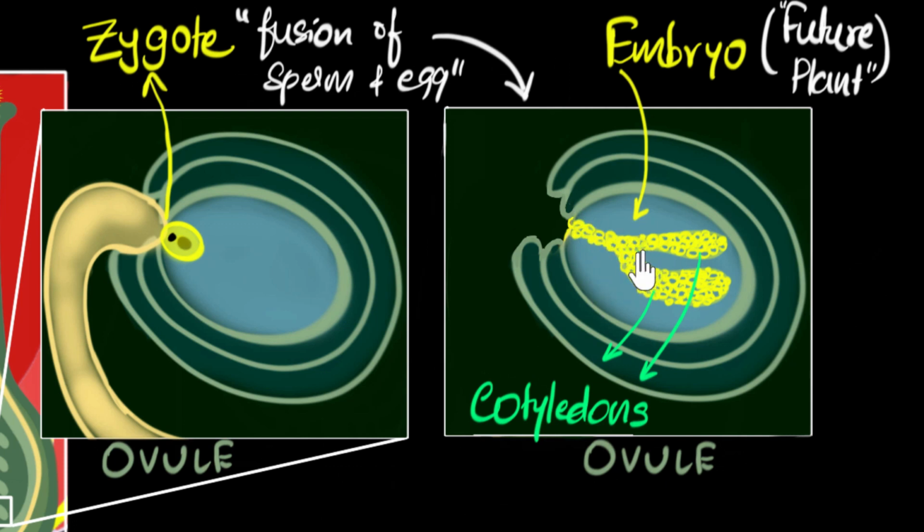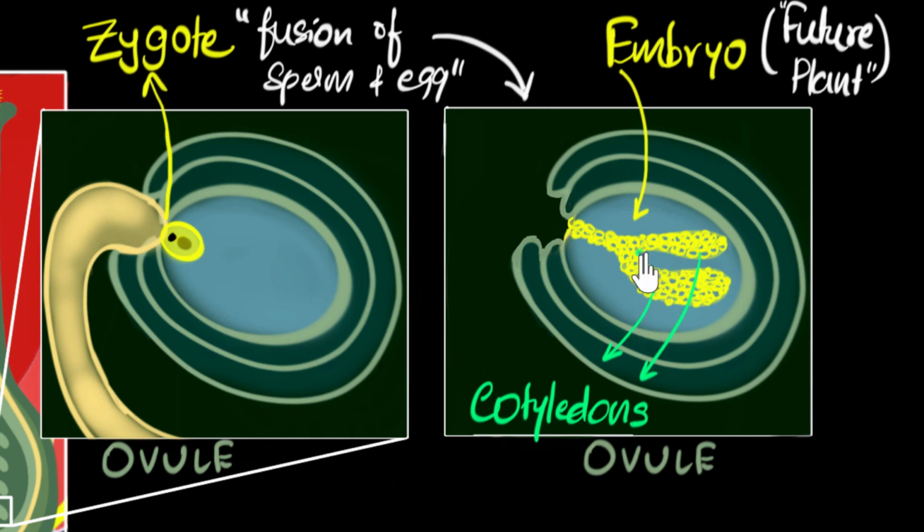And then you can see this part over here. And of course, over here, I have drawn 2 cotyledons, but not all plants will have 2 cotyledons. Some will have 2, which is called dicots, and some plants will have just 1 cotyledon. We call them monocots. You may have learned about that previously.